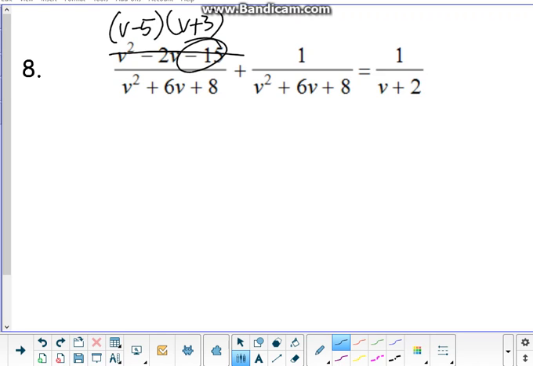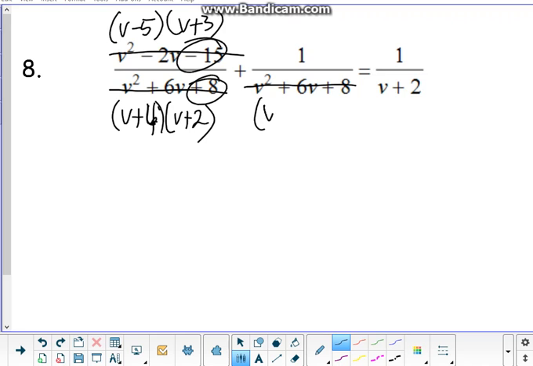Then we take a look at these denominators here. v squared plus 6v plus 8. What multiplies together to give me 8? 4 and 2. 4 and 2 will combine together to give me 6. So that means I can write this out as v plus 4 times v plus 2. This second fraction has the exact same denominator, so I don't need to think about it. I just need to rewrite it. And that's v plus 4 times v plus 2. Okay? So that's that so far.